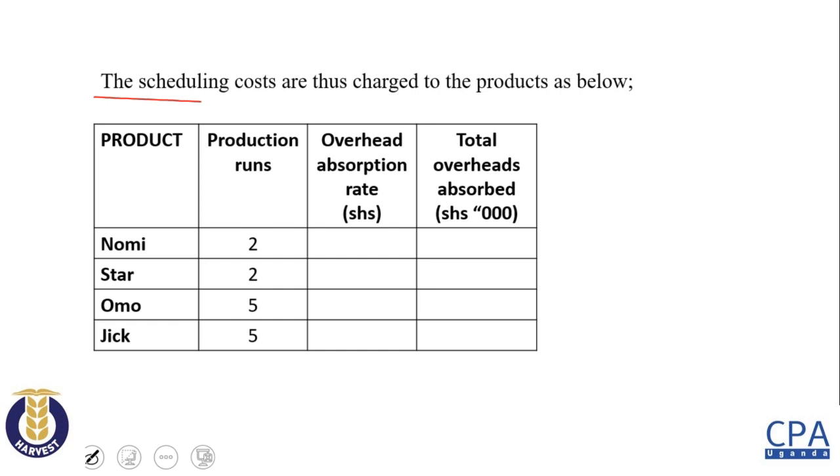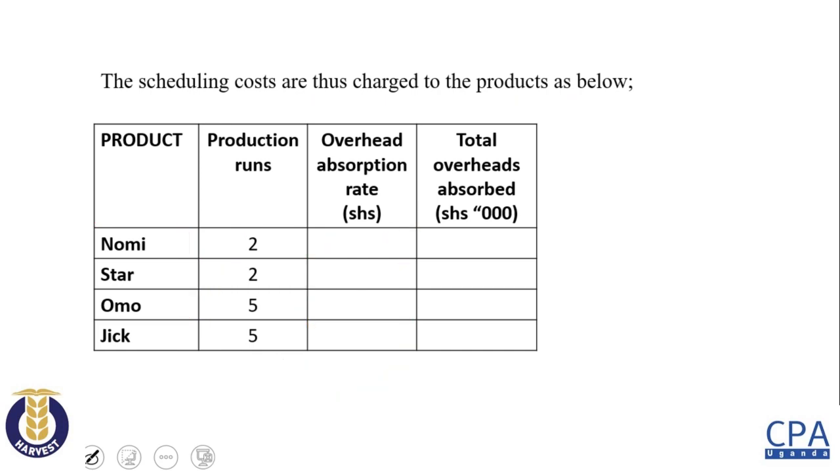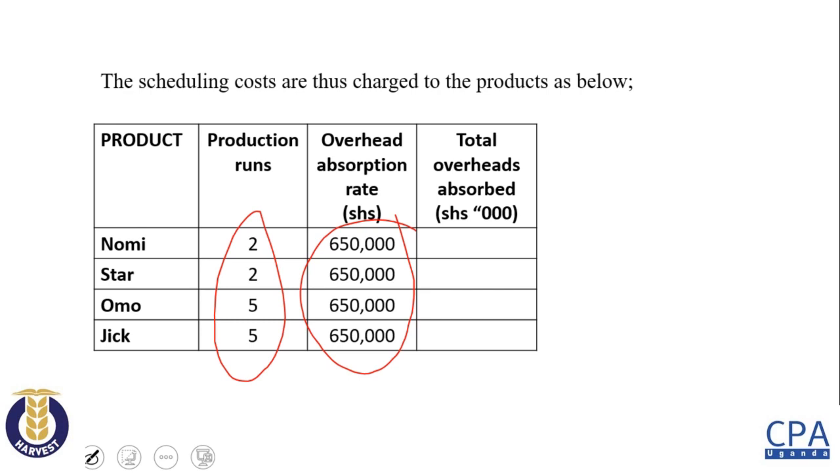And here we are saying that the scheduling costs shall thus be charged to products as below. Borrowing from working number 2, the same products, Nomi, Star, Omo, and Jic, the same production runs. However, this time round, our overhead absorption rate is 650. So I'll bring my 650 there, and I'll be multiplying the production runs with the 650.